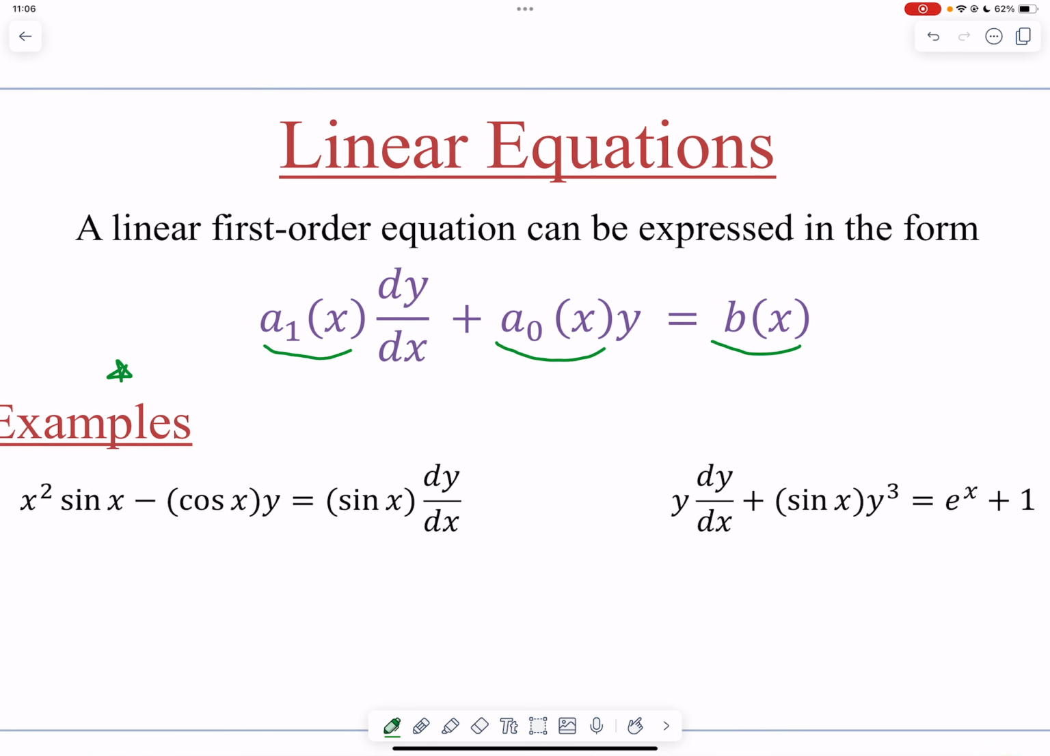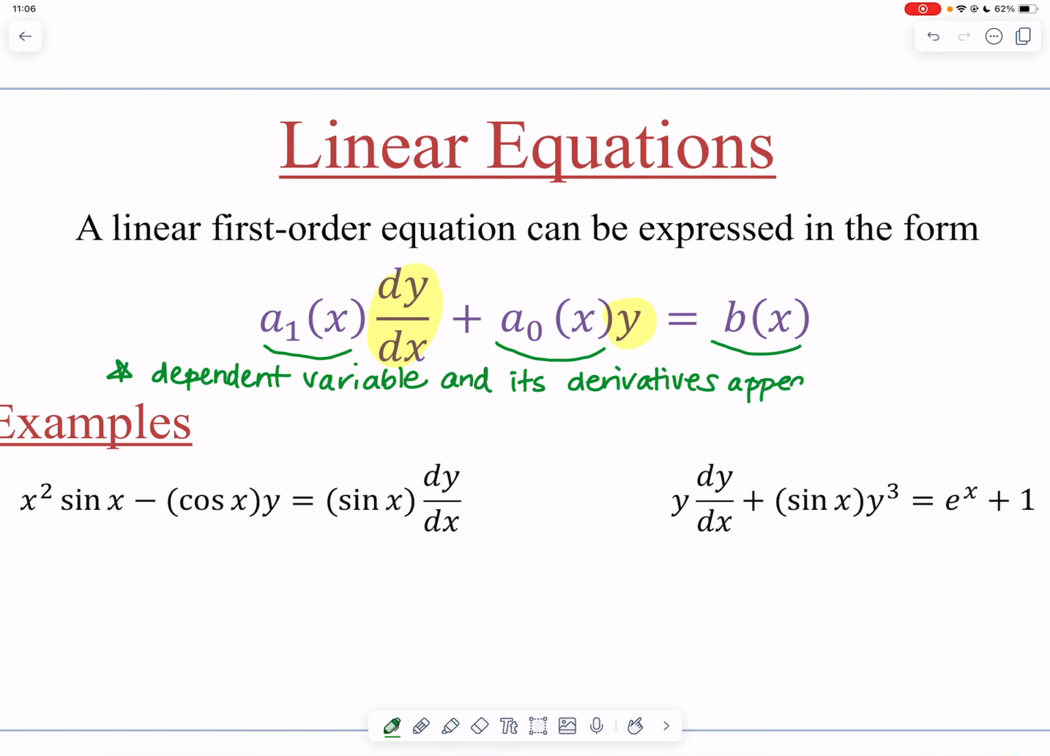So as you can see, for a first-order linear differential equation, the dependent variable y and its derivatives, so of course that's y and its derivatives, appear in additive combinations of their first powers. So let's take a look at two examples here.